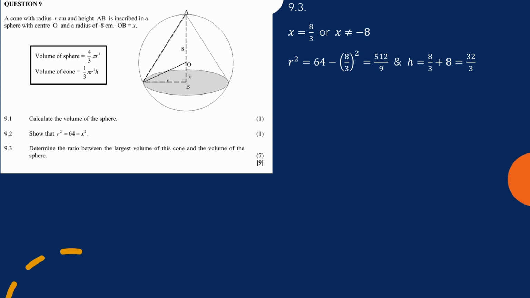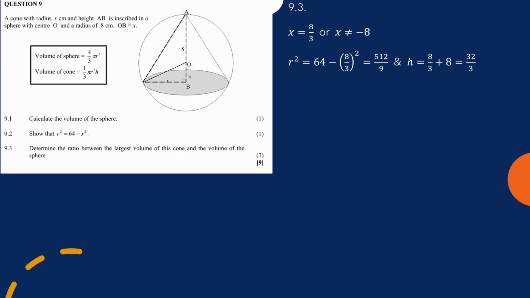Moving on, I know that my x is equal to 8 over 3. Now I'm going to go back to the equation that I found in 9.2, which is r squared is equal to 64 minus x squared, and find the value of r squared, not in terms of x, because I've already found x. I'm just going to find the literal value of r squared, and hence wherever I see x, I substitute in 8 over 3. Doing that, 64 minus 8 over 3 squared will give me an r squared value of 512 divided by 9. And I do the same for h. H is given by x plus 8, and hence it will be 8 over 3 plus 8, giving me an h value of 32 over 3.